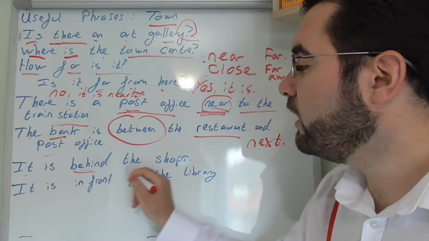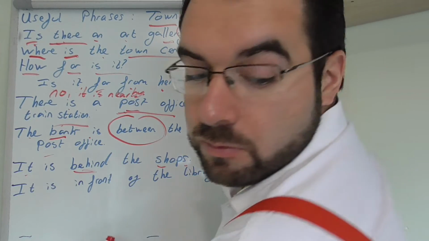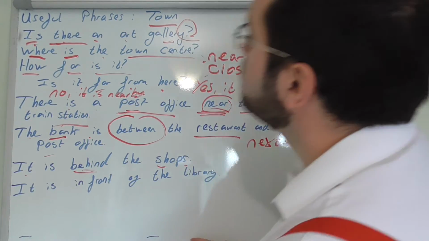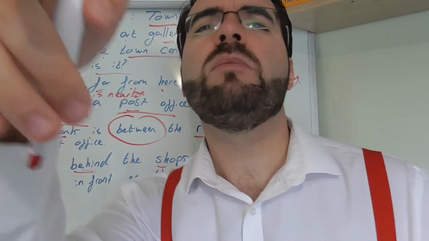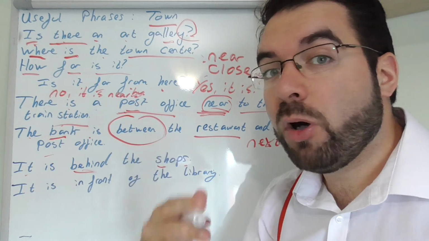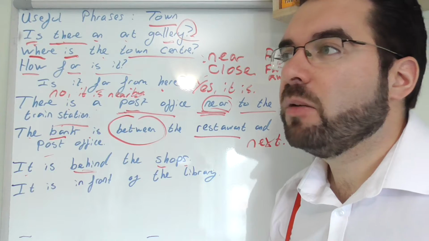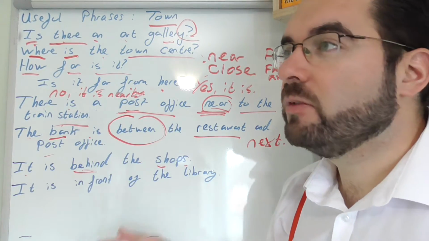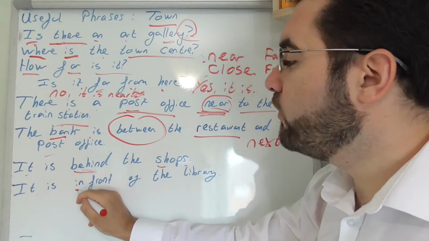It is behind the shops. Behind. So we could say the post office is behind the park. The museum is behind the bank. The shop is behind the bank. All sorts. And opposite is in front.